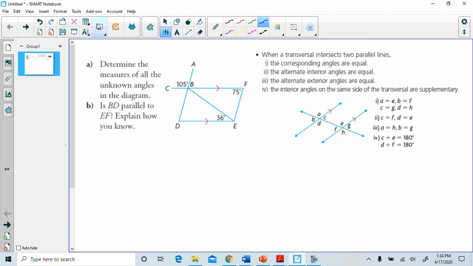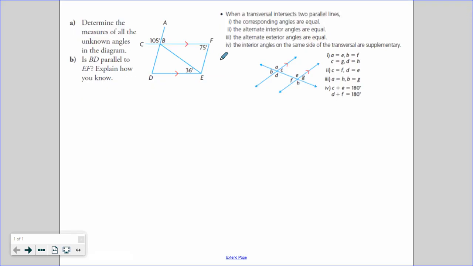As you can see in the diagram that I just posted in here, when dealing with a transversal intersecting two parallel lines, you've got relationships here. So the corresponding angles are equal, for example, A and E being equal. Then the alternate interior angles are equal. So you can see that C and F, for example. So C here, F there. They're alternating, but they're still within the parallel lines.